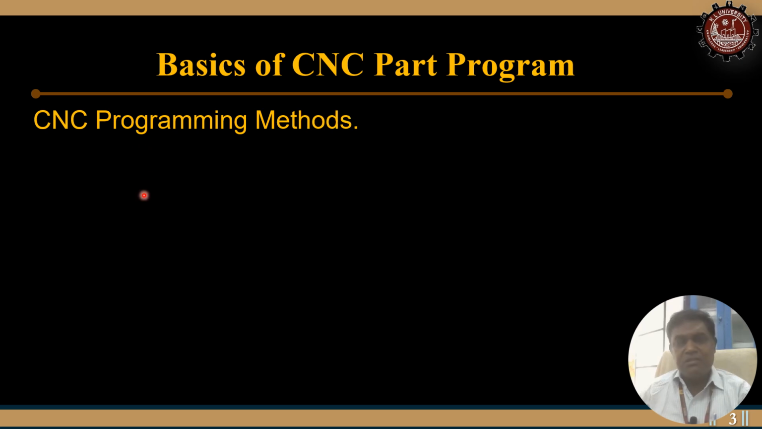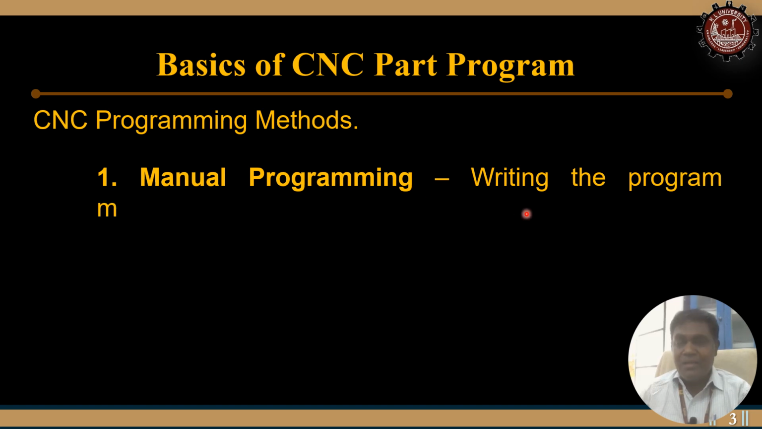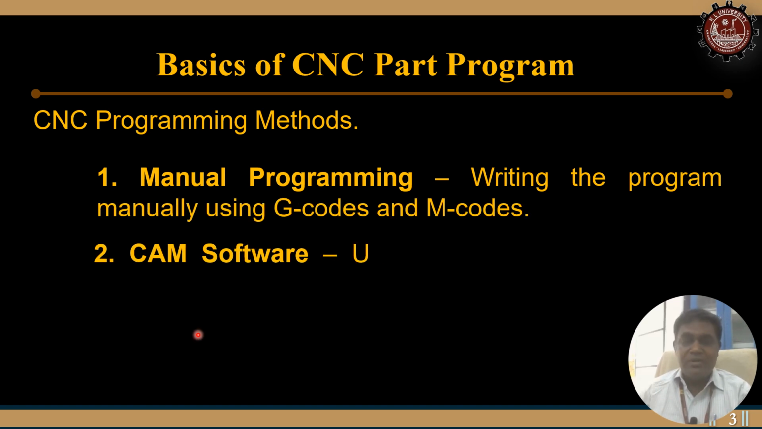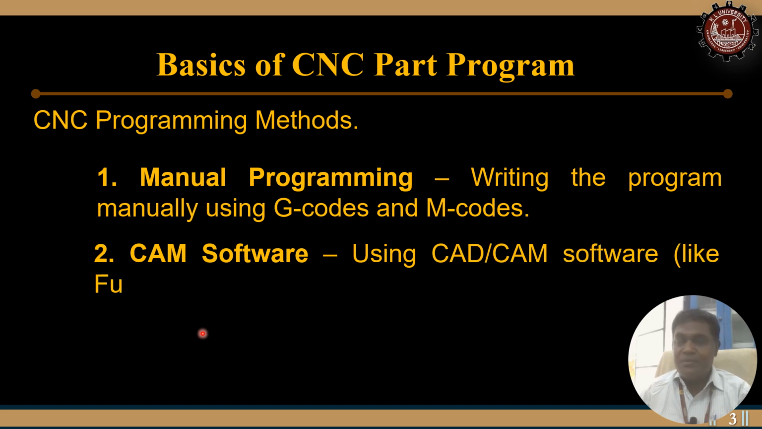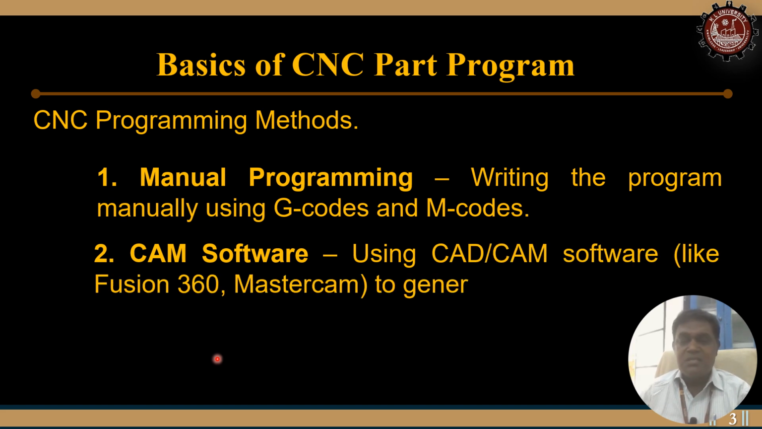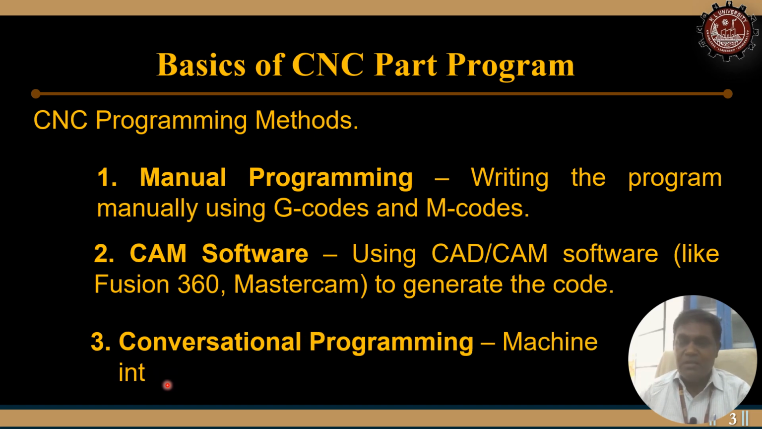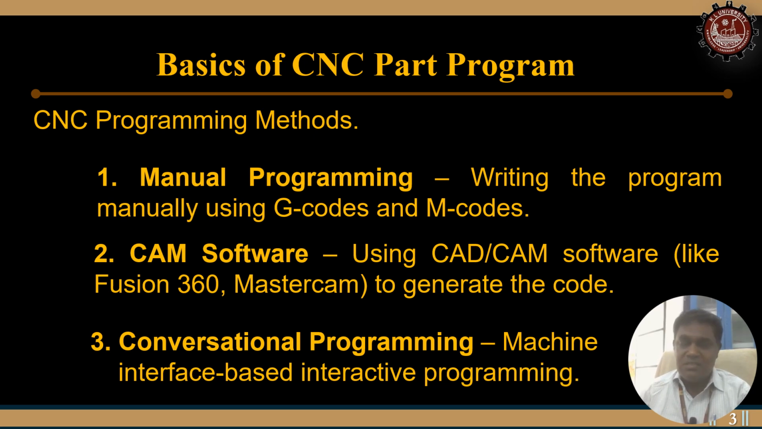CNC programming methods. What are the different methods? The first method is manual programming, writing the program manually using G codes and M codes. The second one is CAM software, using CAD/CAM software like Fusion 360, Mastercam, and other popular CNC software available to generate the code. And the third one is conversational programming, machine interface based interactive programming. So these are basically the three methods used to generate CNC part programs.